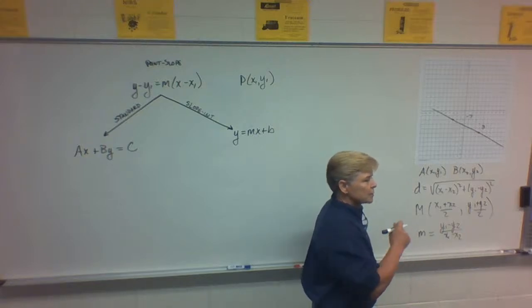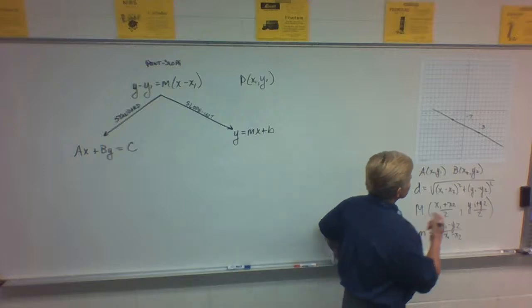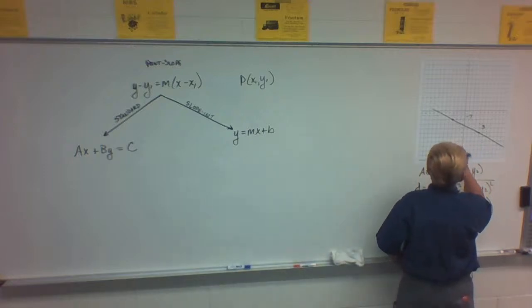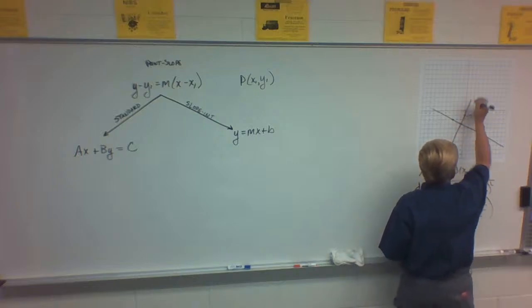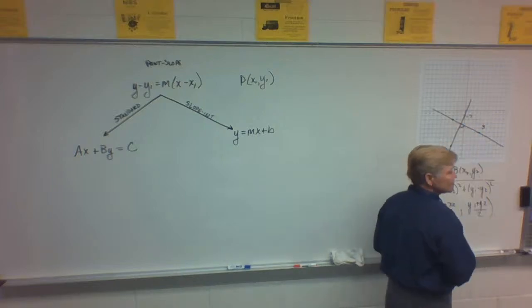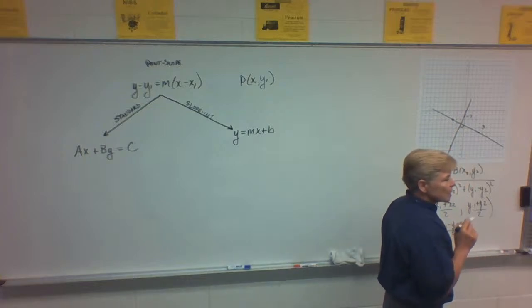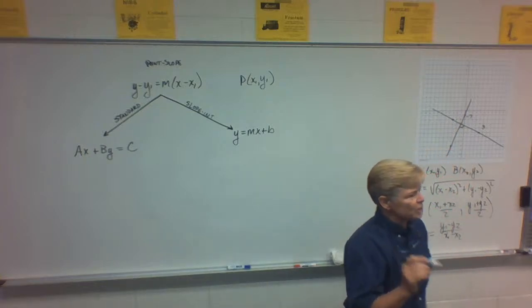Positive 7/3, right? So let's say I just chose this point right here, and I want to draw a line perpendicular to this one through that point. So from here, I would count up 1, 2, 3, 4, 5, 6, 7, and run 3. 1, 2, 3. Draw the line. Do those look perpendicular to you? They do to me. Lines that are perpendicular have opposite reciprocal slopes.